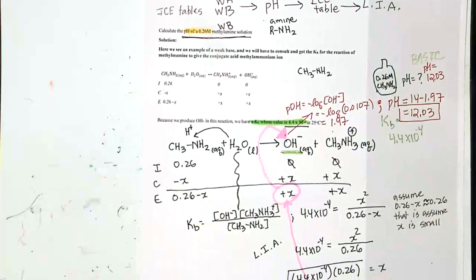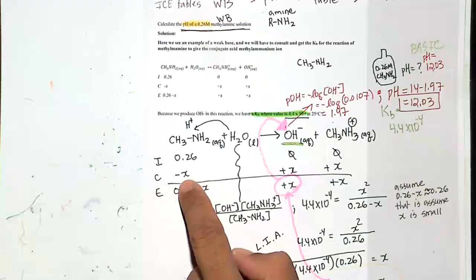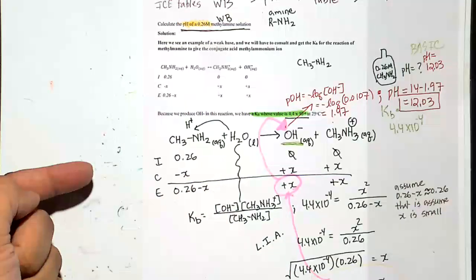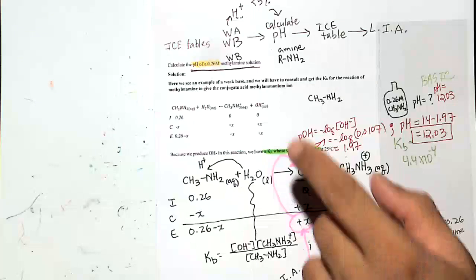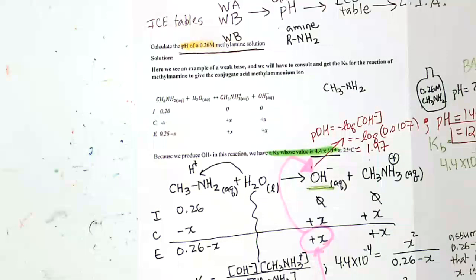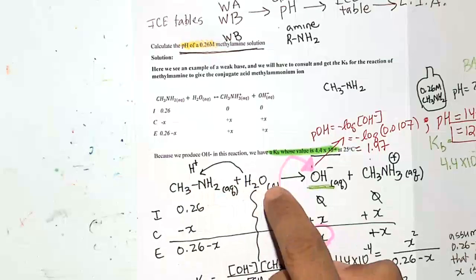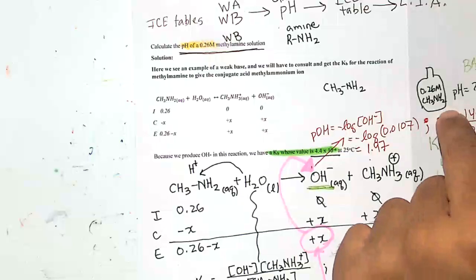All right. So that is how we do this type of problem. Why is it minus x? Because some of it is going to go this way. Imagine you have a bottle of 0.26 methylamine, the name of this chemical. It's not just 0.26 methylamine by itself, because some of that will react with water to give you this and this.